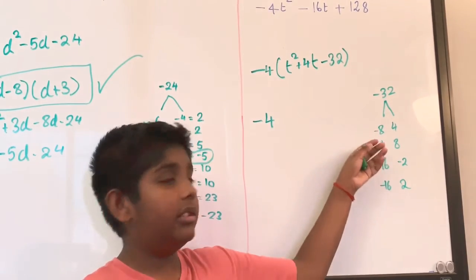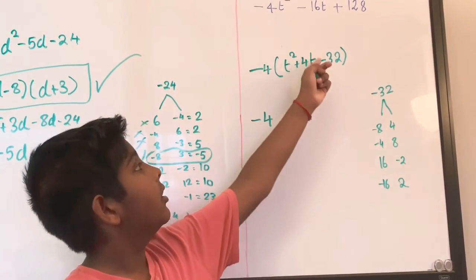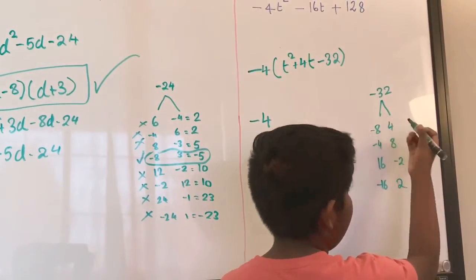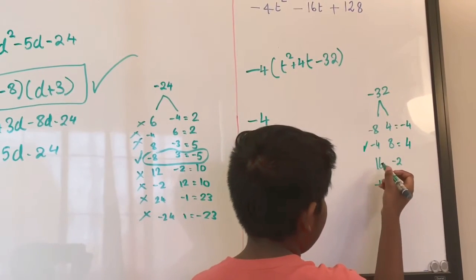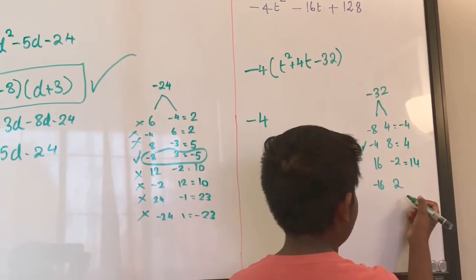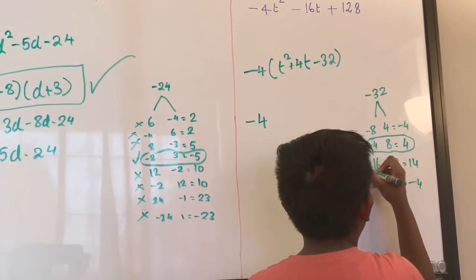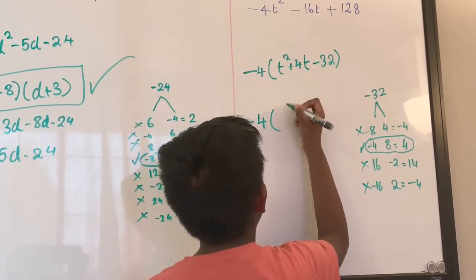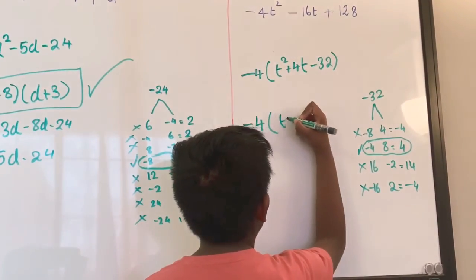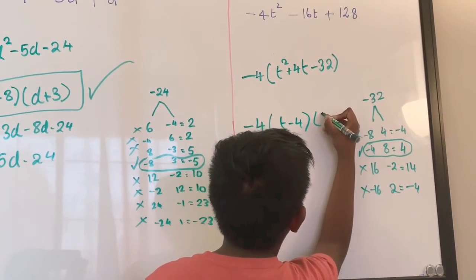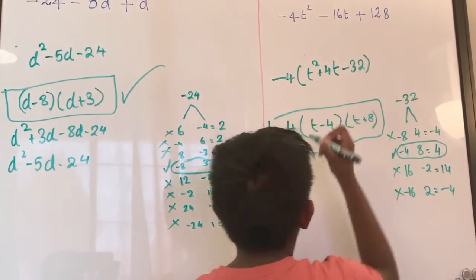Let's see which of these two factors, if we add them up, give us 4. So negative 8 plus 4 is negative 4. Negative 4 plus 8 is 4. So this one works. And 16 plus negative 2 is 14, and negative 16 plus 2 is negative 14. Yes, so this one works. So let's check everything else. Okay, so this one works. So what is our first term? T squared. So what variable does that have? T. So it's going to be t minus 4, then t plus 8. This is our answer: negative 4, t minus 4, t plus 8.